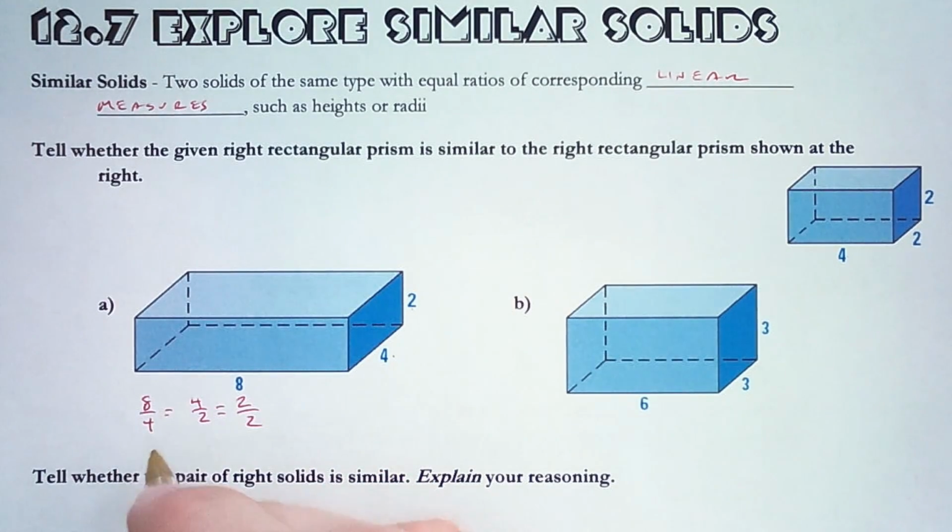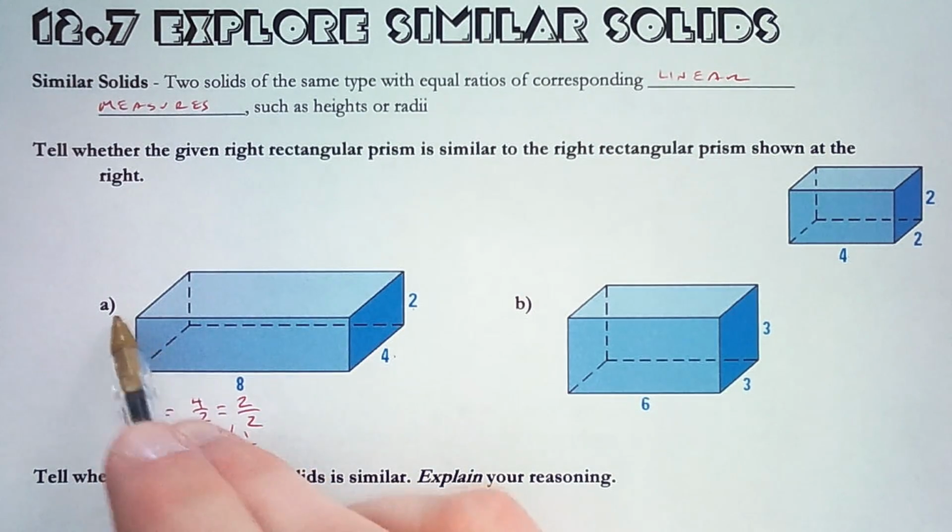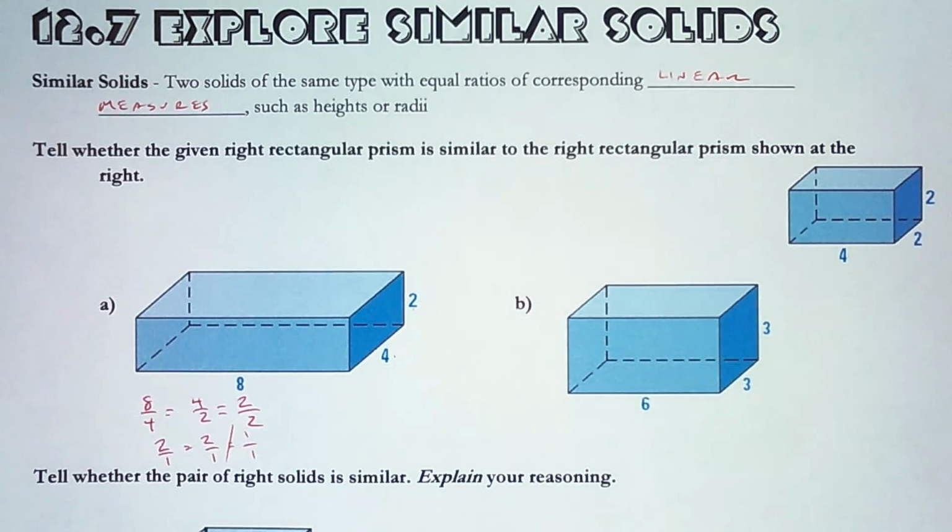8 over 4, that's 2 over 1. 4 over 2 is 2 over 1. And 2 over 2 is 1 over 1. And that last one is not equal to the others. So no, A here is not similar to this figure.